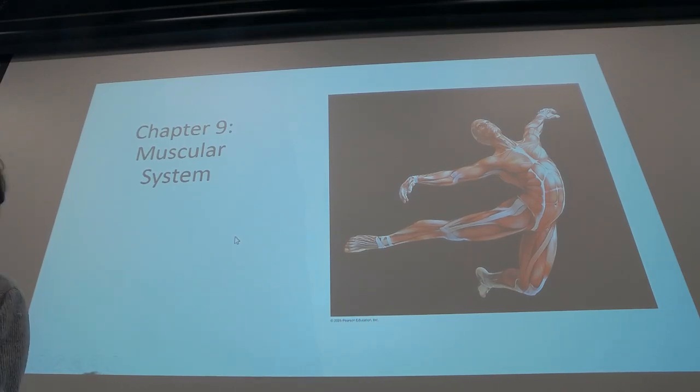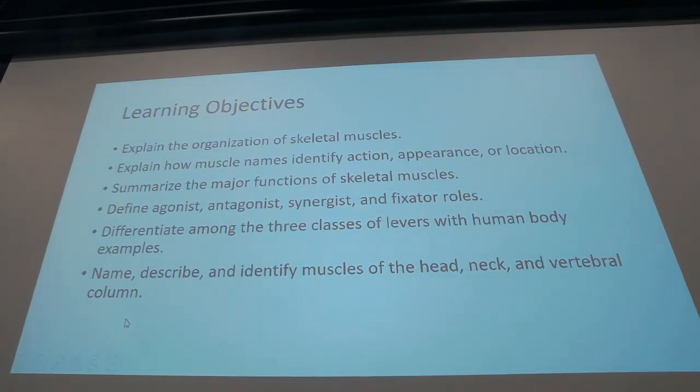Okay, so chapter 9, it's about the muscular system. So we're going to have the introduction for the muscular system, which includes explaining how the muscular fibers organize, how we name the muscles based on action, appearance, and location. Also, we're going to summarize the function of the skeletal muscles.